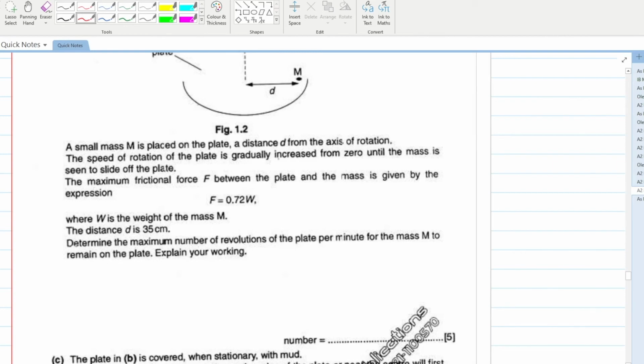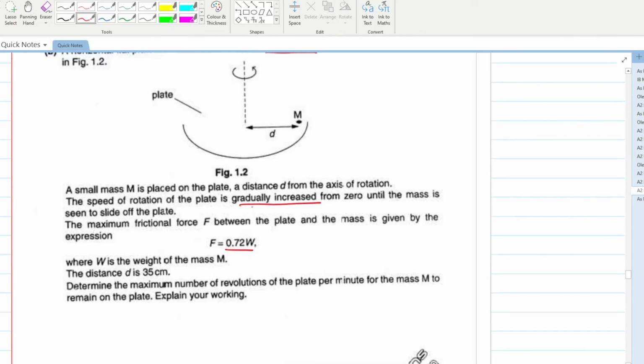The speed of rotation of the plate is gradually increased from 0 until the mass is seen to slide off the plate. The maximum frictional force between the plate and the mass is given by this. Where does friction act? I have told you guys this in the circular motion lecture many times. Friction always acts towards the center and it has a value of 0.72 W. Where will the centripetal force be? In the diagram, always away from the circle. In theory, you will say it is acting towards the center, but in the diagram, you will mark it away from the center. The distance d is 35 centimeter.